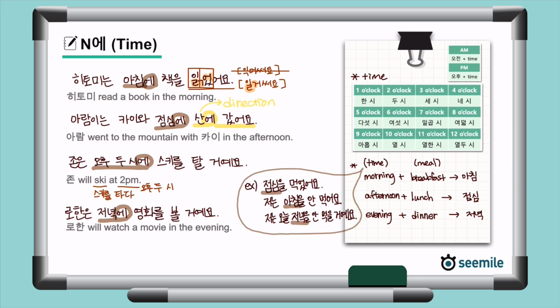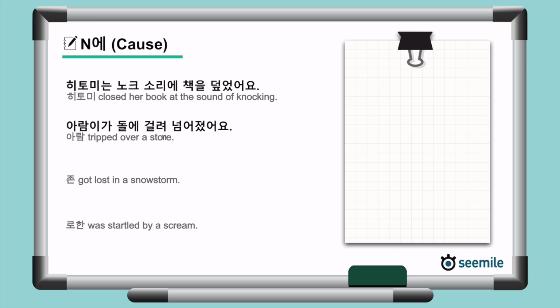Alright, then please repeat after me. 히토미는 아침에 책을 읽었어요. 아람이는 카이와 점심에 산에 갔어요. 조는 오후 2시에 스키를 탈 거예요. 로하는 저녁에 영화를 볼 거예요. Good job! Now we are going to learn about one more situation where you may need to use the particle 에. While watching the following video, please try to figure out when that might be.